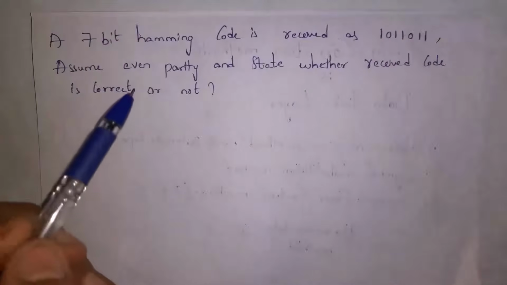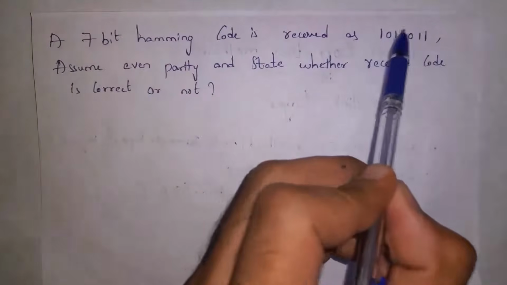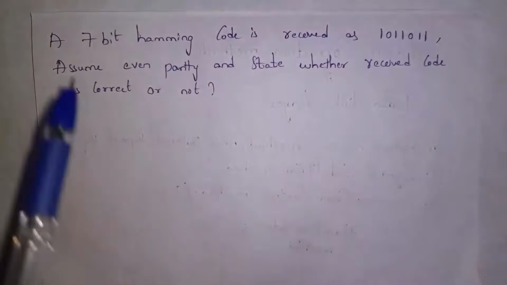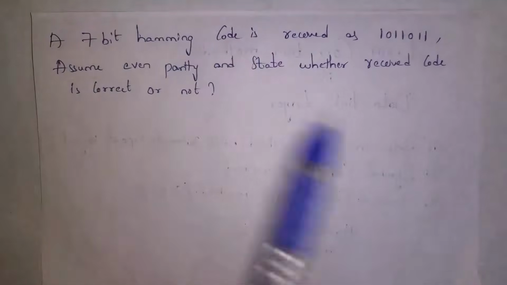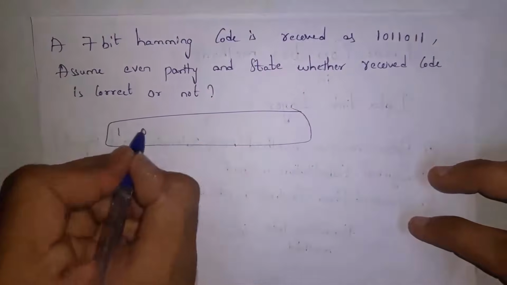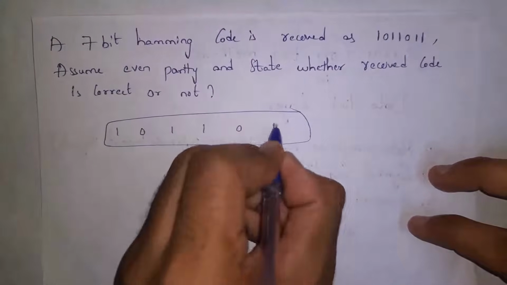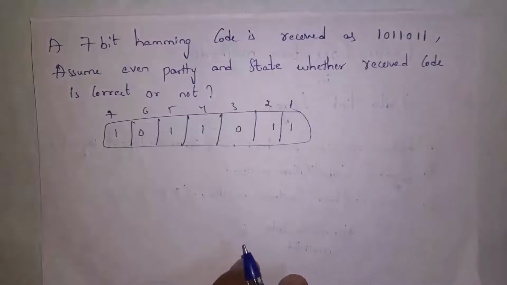This is one more example. A 7-bit Hamming code is received as 1011011. Assume even parity and state whether the received code is correct or not. Guys, we got this code, that is 1011011. This is the 7-bit data which the receiver got. Now we need to identify whether this code contains errors or not.